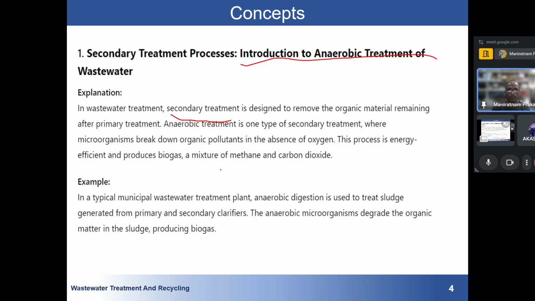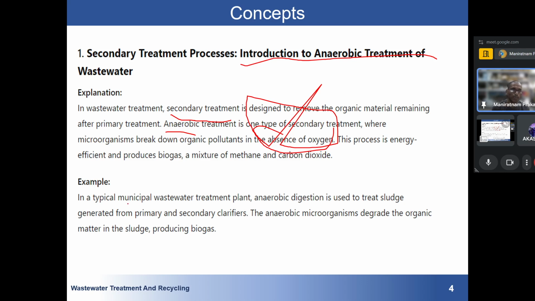I hope everyone is clear with this. What is anaerobic treatment? That is a secondary treatment where microorganisms break down pollutants. Remember that any process occurring within the microbes in the absence of oxygen will be referred to as anaerobic condition. This process is energy efficient and produces biogas, a mixture of methane and carbon dioxide.